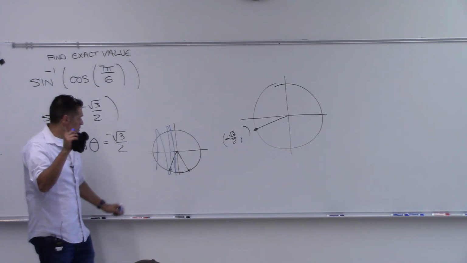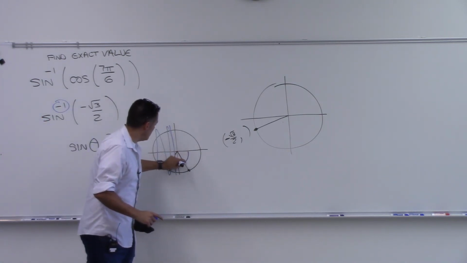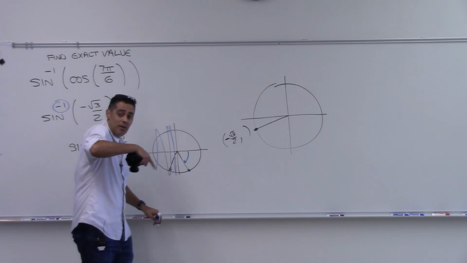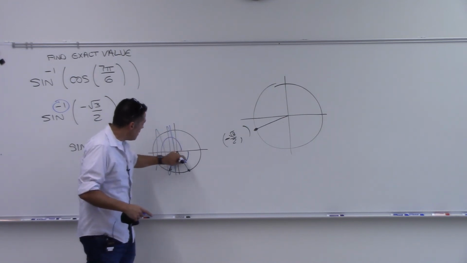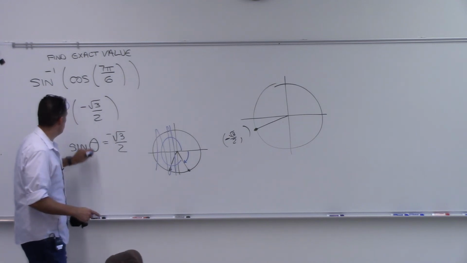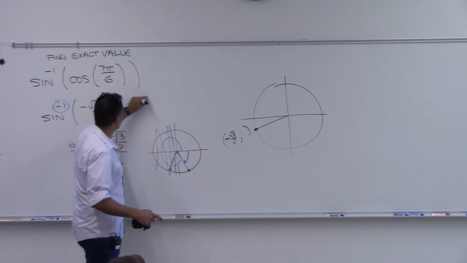But also, I don't know who said it, but you said it correctly. We have to take that angle going backwards, right? We can't come all the way around. Can't do that. You have to go backwards. So the correct answer to this would be negative pi over 3.